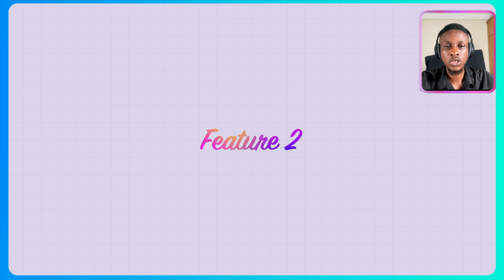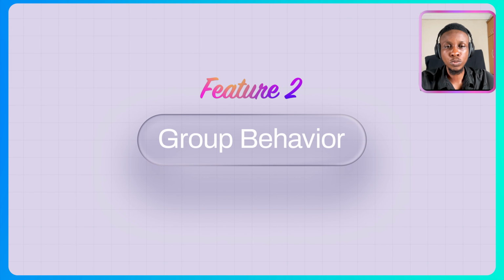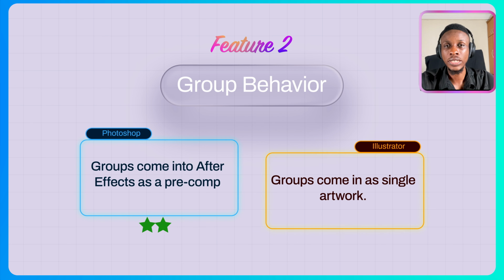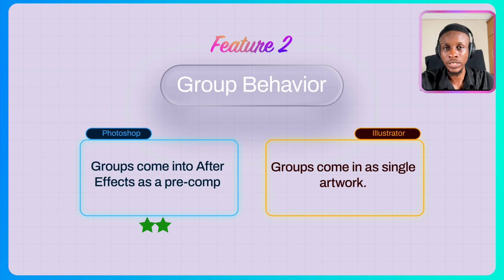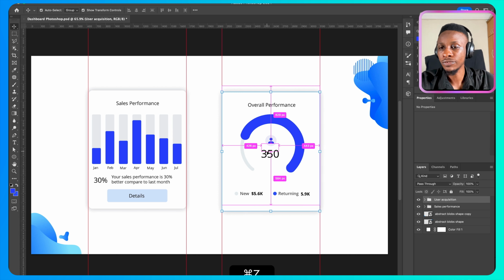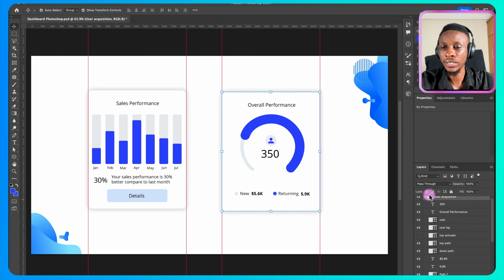Now, the second feature we'll be looking at is group behavior. In Photoshop, groups come into After Effects as precomps, while groups in Illustrator come in as a single artwork. Back in Photoshop, you can see that these two cards are grouped in their individual layers. When you open up the group, you can see all the assets for each of the cards.